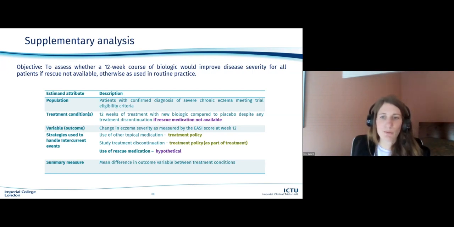So the estimand that aligns with this objective does have some overlap with the primary, but with some key differences that I've highlighted in purple here. We now want to know the effect of 12 weeks of treatment with the new biologic compared to placebo, despite any treatment discontinuation if rescue medication was not available. So we can clarify here that our interest lies in using a hypothetical strategy to handle rescue medication. Now, use of topical treatments or the treatment discontinuation can remain handled as a treatment policy strategy here, as otherwise we want to know how the treatment performs in routine practice. So that completes a walkthrough of the key elements of the Estimand framework applied to the eczema study now.